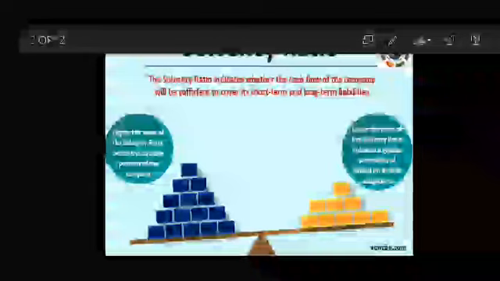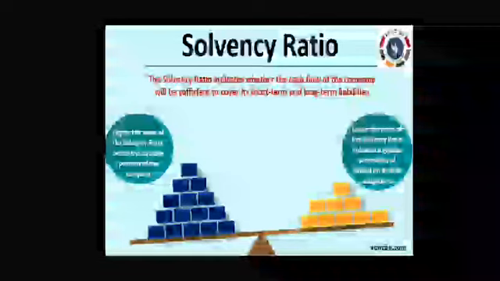So, what is solvency ratio? Solvency ratio reflects the relationship and the firm's position and ability to meet long term and short term obligations. This ratio helps the board of directors to find whether the company has a sufficient financial position to pay its long term and short term loans and advances.